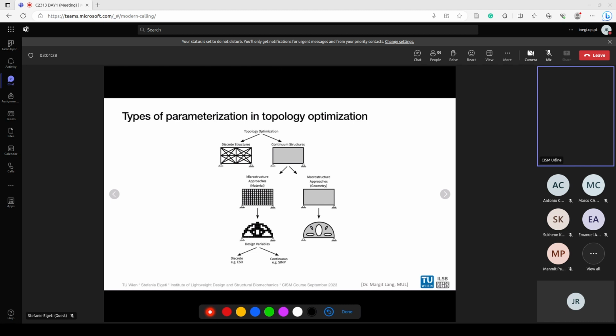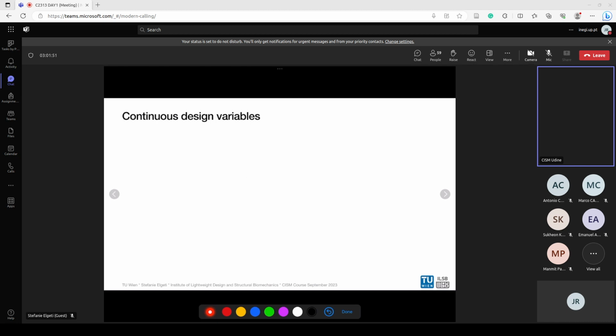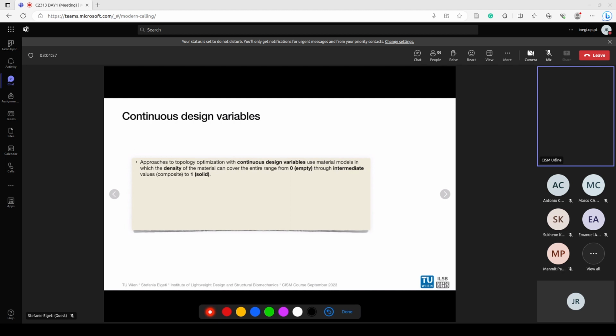And this can either be discrete, so you can have elements that are active or not active, or it can be continuous, where you have some kind of continuous field that tells you where we have material and where we do not have material. And as already mentioned here, SIMP is the most popular method. So this is a continuous design variable.